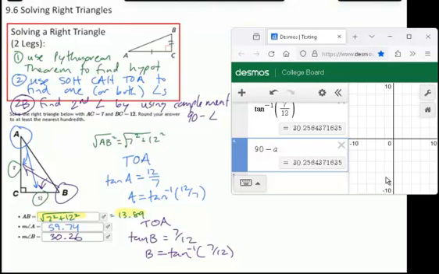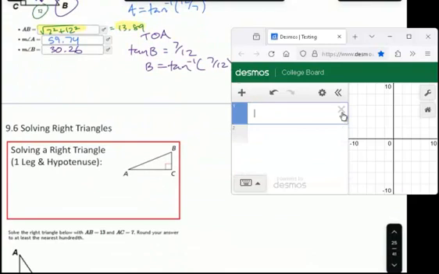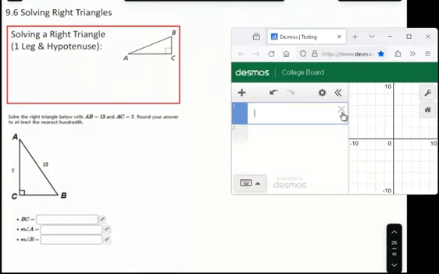Right. So the different types of questions that you're going to see are just going to give you different variations of this kind of information. So I want you to try on your own here this next slide. Okay. Can you solve for this triangle? You're given one leg and a hypotenuse.